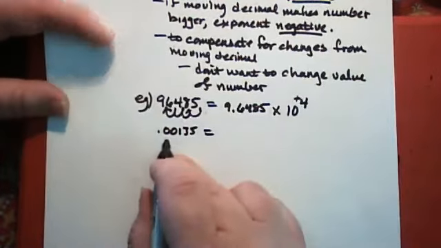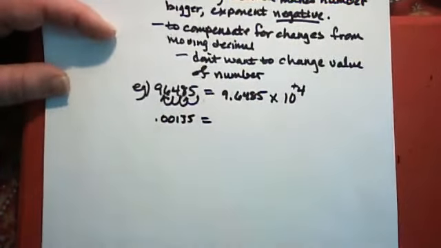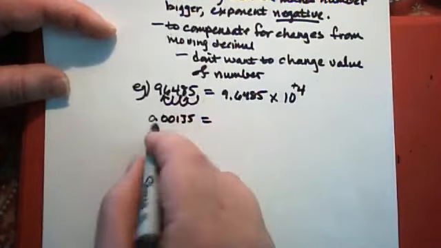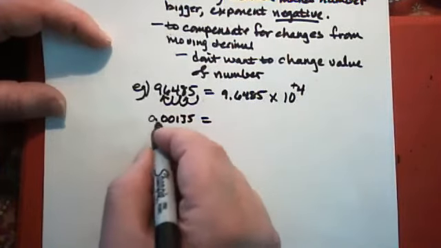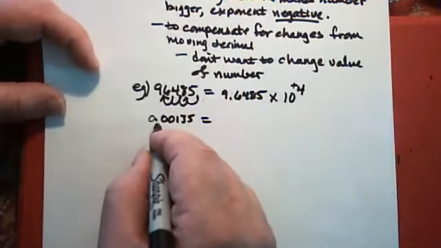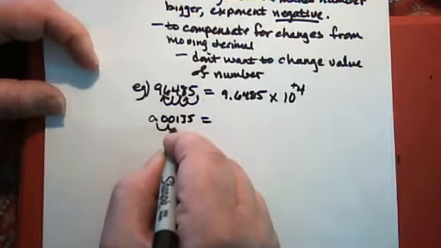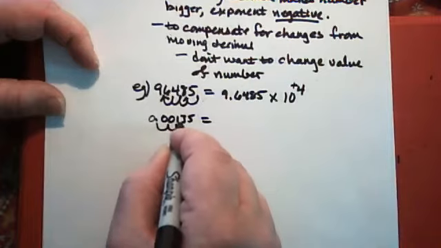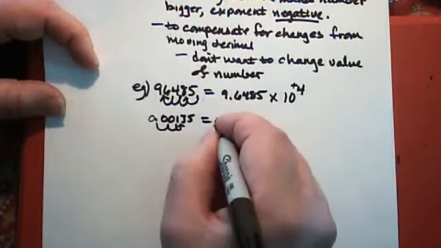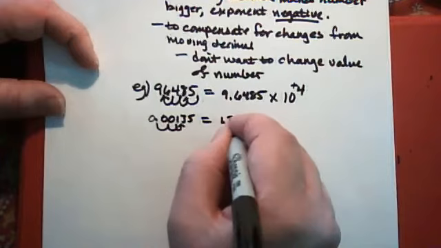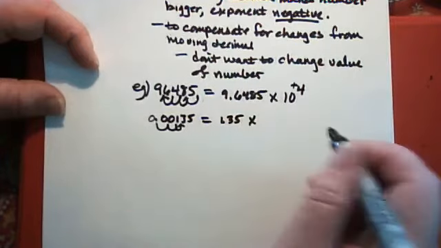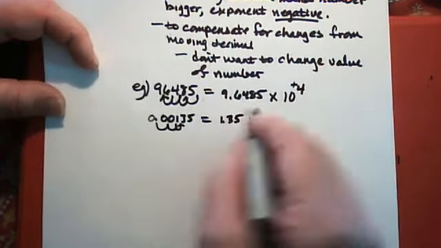If you had a small number like 0.00135, the decimal point is written right here. And in order to get this to be a number between 1 and 10, you have to move the decimal point to the right. And in fact, you have to move it 3 spaces, because 1.35 is between 1 and 10.